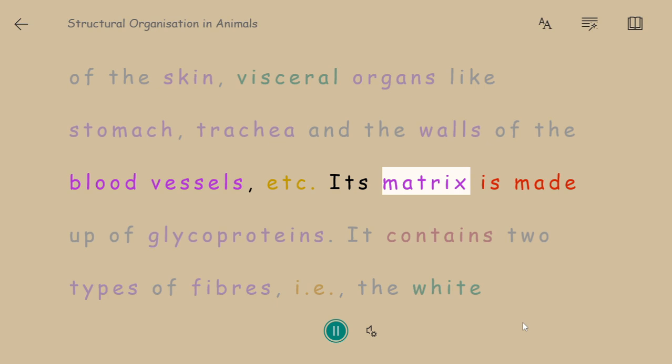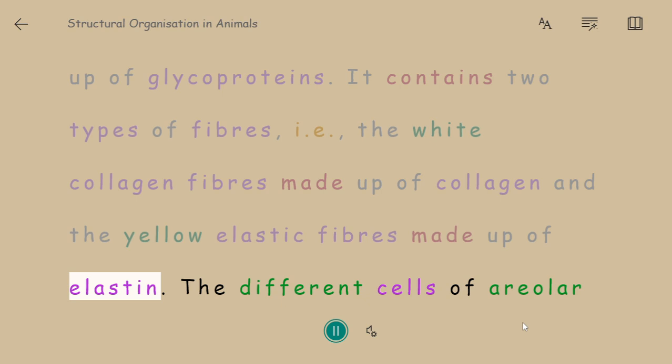Its matrix is made up of glycoproteins. It contains two types of fibers, i.e., the white collagen fibers made up of collagen, and the yellow elastic fibers made up of elastin. The different cells of areolar tissue are fibrocytes, macrophages, and mast cells.